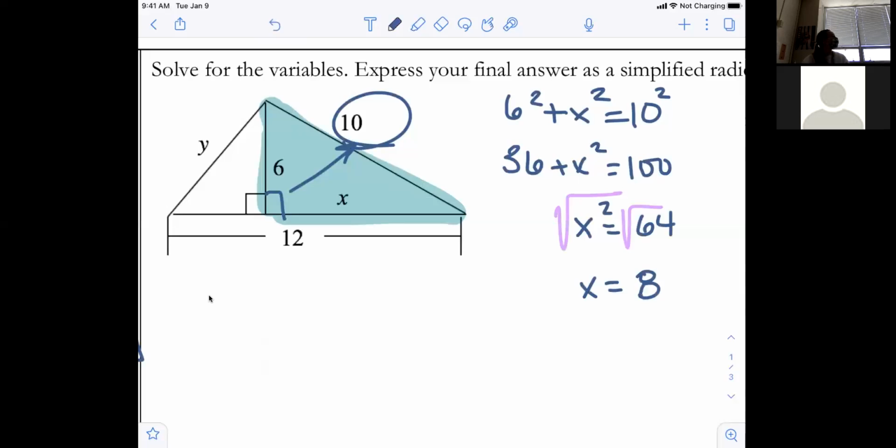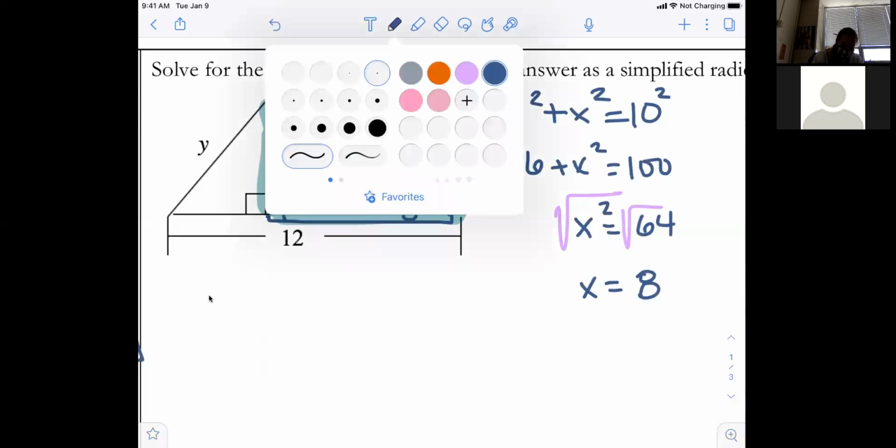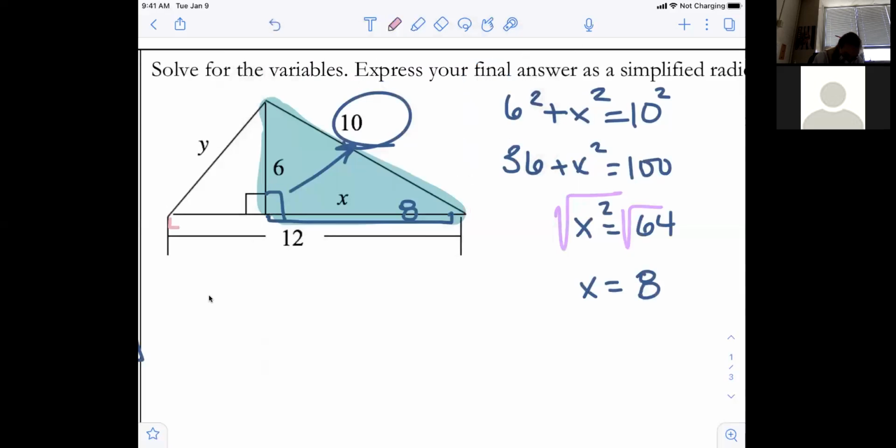Here I only want positive numbers because it's the length of a side and you can't have a side be a negative number. All right, cool. X equals 8. So I know that this part right here is 8. How do I find out this part right here? 12 minus 8, which is 4. So we just did 12 minus 8 to get that part.